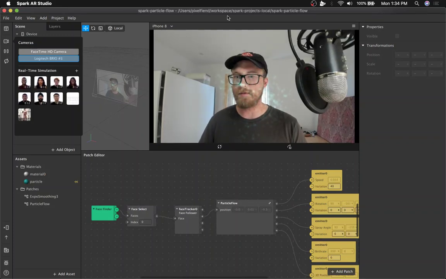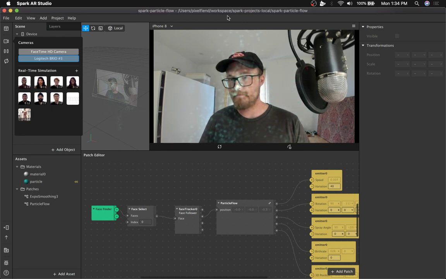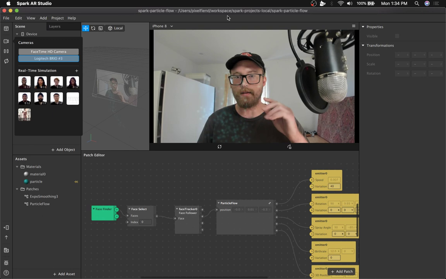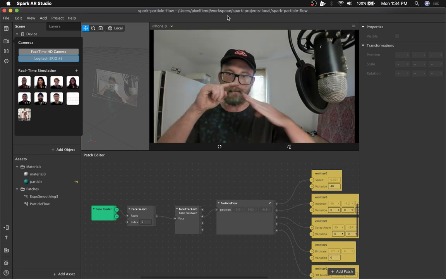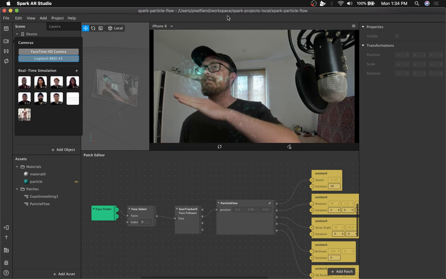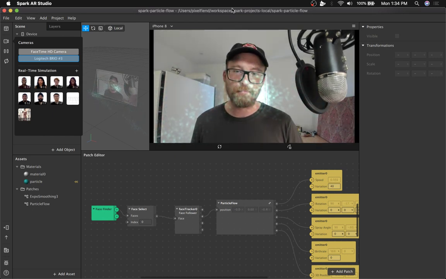So I'm going to go over this motion vector technique that I use to control this particle system. The basic idea is to get the current position of the head and a previous position, and then draw a line. That gives you an angle that you can use to control particles and stuff.